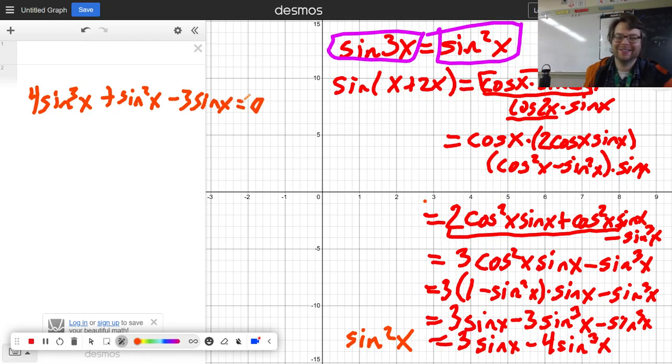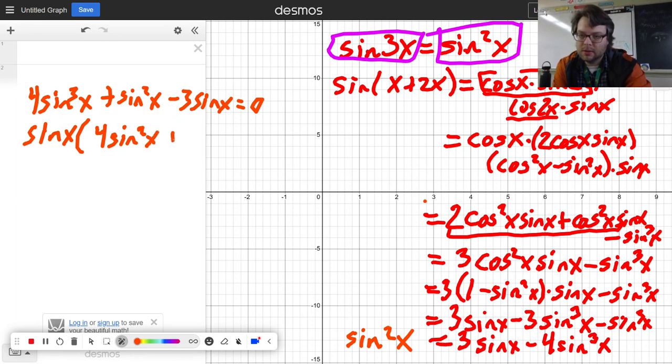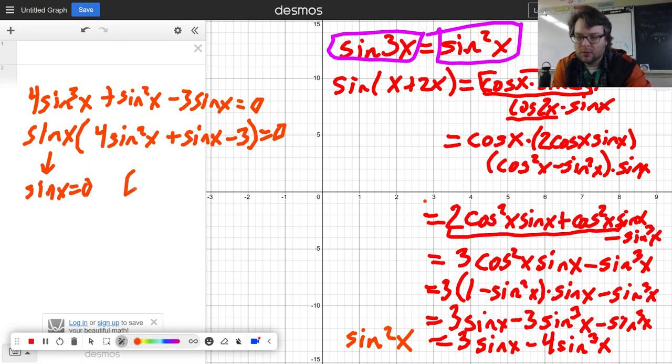I'm going to pretend this is like a polynomial. All of those terms have a sine of x in common. What's left over on the inside is like a quadratic equation. 4 sine squared plus 1 sine minus 3. So zero product property says either sine x is 0, or the rest of this junk is equal to 0, which I'm going to factor.